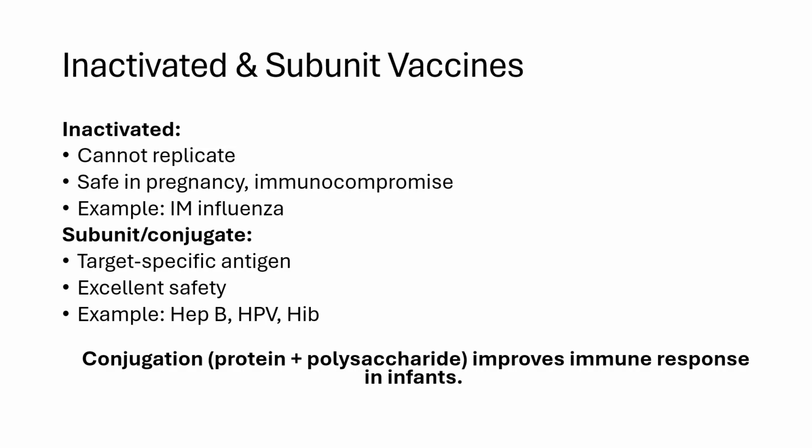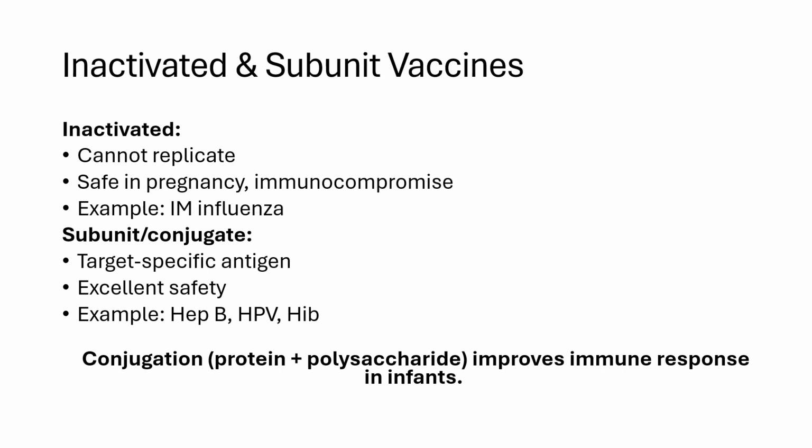And then our subunit or conjugated vaccine, these are made from specific pieces of virus or bacteria, so proteins, not the whole organism. These target a specific antigen, such as a viral protein. These are very safe, very few side effects. So examples of these are hepatitis B, HPV, HIV, and pneumococcal.